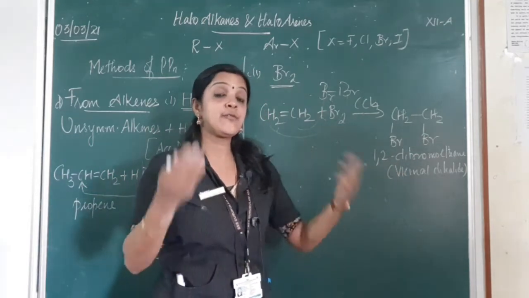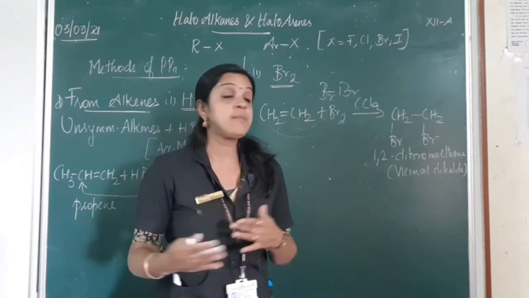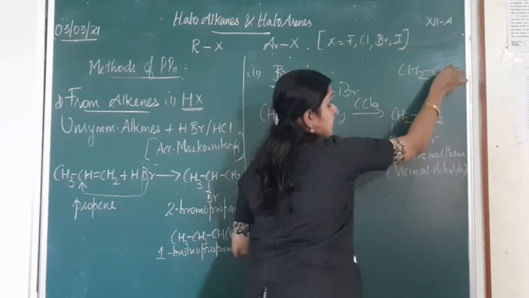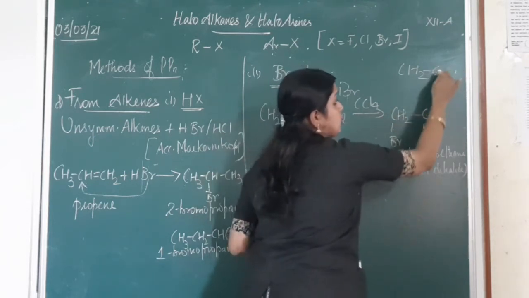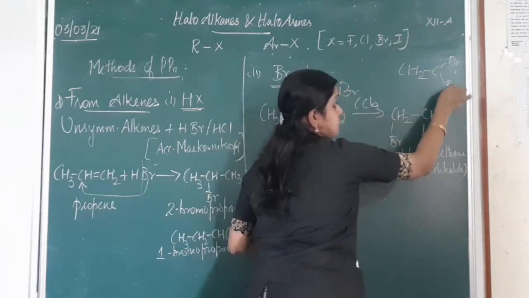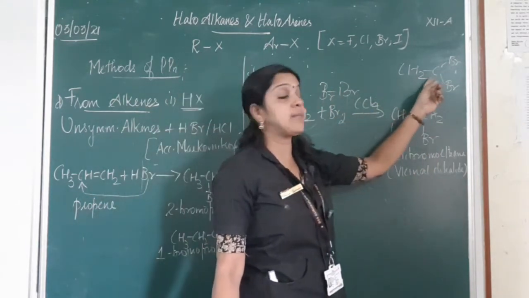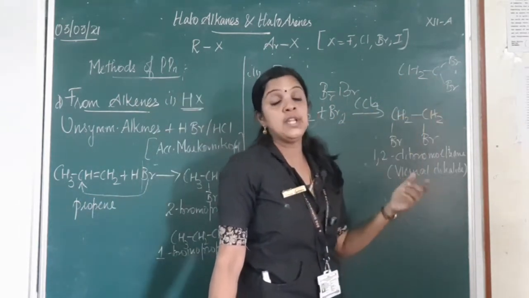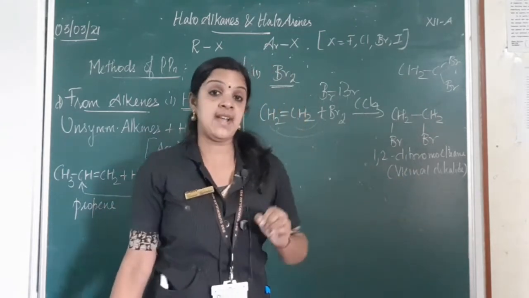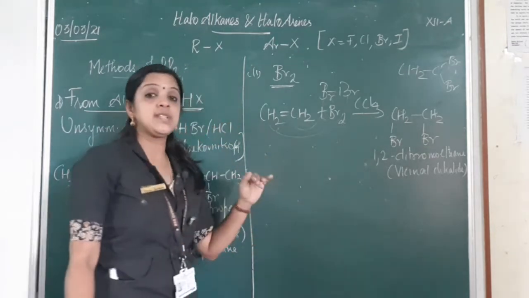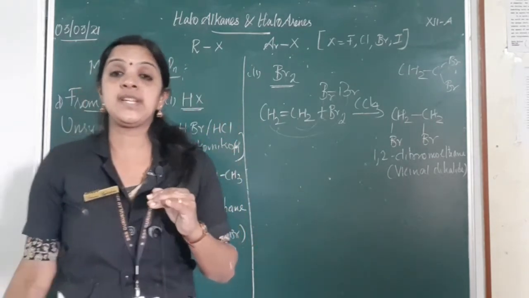But the other form of dihalide is nothing but gem dihalides, where both of these get added to the same carbon. What happens here is both the halogens get added to the same carbon. You get CH3CBr2, those are called gem dihalides. But here you have only vicinal dihalides. So with this, the preparations of haloalkanes are over.